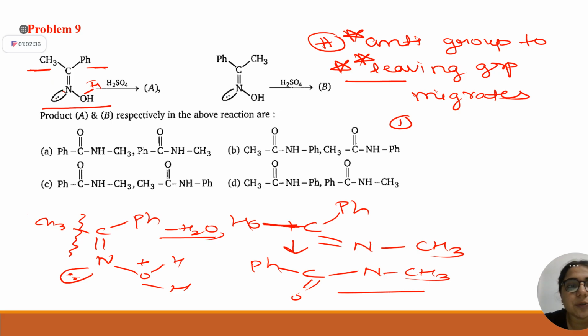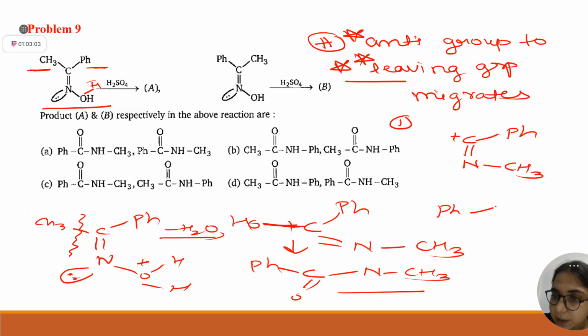So whatever group is going to migrate, just directly connect it to nitrogen: C double bond N CH3. Make the other things as they are. And obviously if CH3 migrates, it will leave a positive charge. Now the examiner can give you any nucleophile. If nothing is given, take water yourself. Water is there everywhere. It will attack onto this carbon, OH and CH3. Now it will tautomerize and you will get amide.